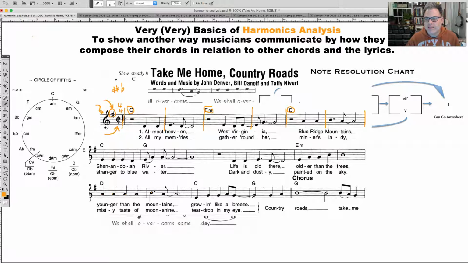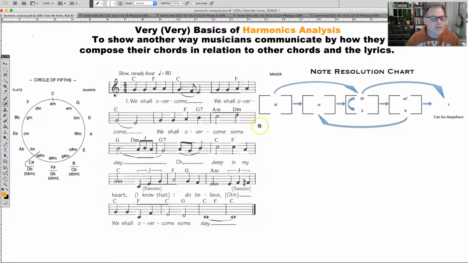Now some songs, like this one, do not have any sharps or flats in the key signature, and that's okay. It doesn't matter one way or the other. I can have 5 sharps, or 5 flats, or 0, or 3, or 2. We just need to know what they are. The first thing is looking for that.